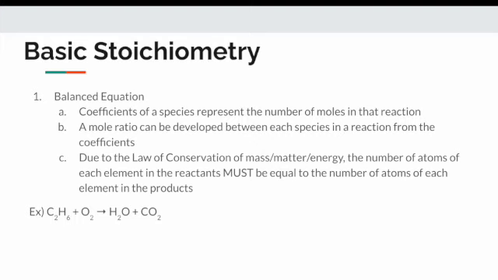And now, as I mentioned before, because of the law of conservation, the number of atoms between the product side and the reactant side must be the same for every single element, every single chemical species. And this is to preserve the law of conservation. Otherwise, you start breaking a basic law of nature.